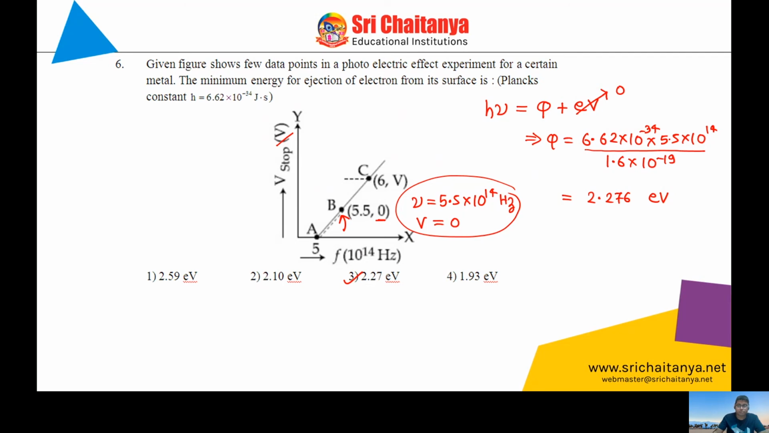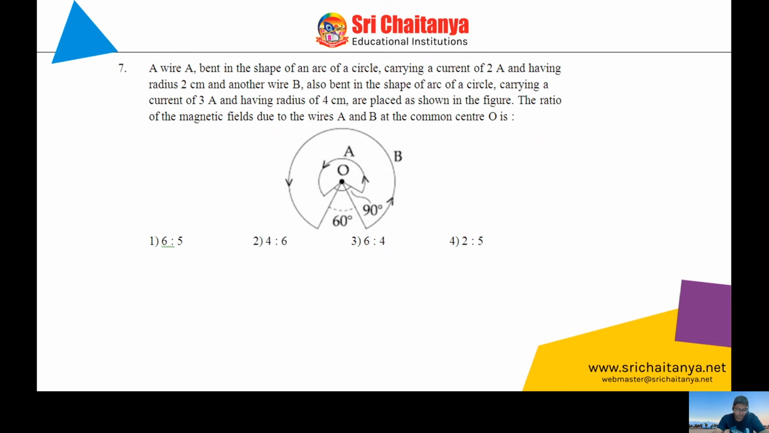So that is for question number 6. Now let's have question number 7, which is from the magnetic field. Let me read that question for you. A wire A bent in the shape of an arc of a circle carrying a current of 2 ampere and having a radius of 2 centimeter, and another wire B also bent in the shape of an arc of a circle carrying a current of 3 ampere and having a radius of 4 centimeter are placed as shown in the figure. The ratio of the magnetic field due to the wire A and B at the common center O.